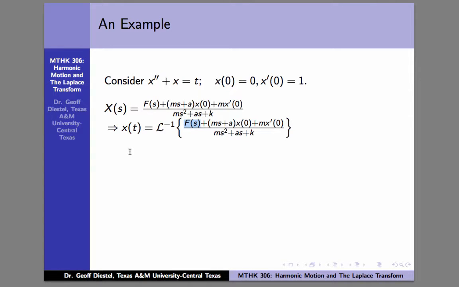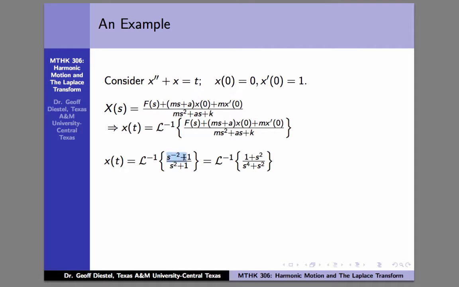It's 1 over s squared from our power function formula. M is 1 in this case, A is 0 in this case, and K is 1 in this case. And then our x of 0 is given to us as 0, and our x prime of 0 is given to us as 1. So we just plug all that stuff in.